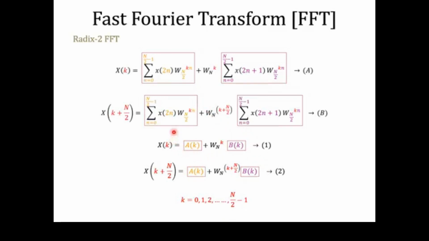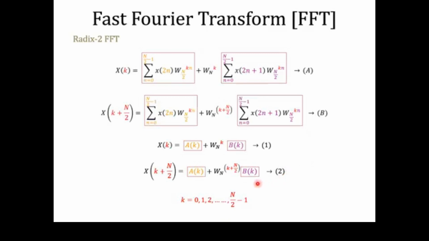If we call the first N by 2 point DFT A of k, it is representing the first N by 2 point DFT output, while the second N by 2 point DFT output is represented by B of k. So equation A will become equation 1. Similarly, equation B can be written as equation 2.